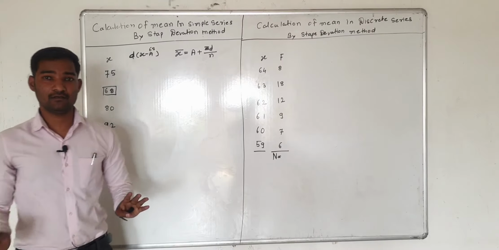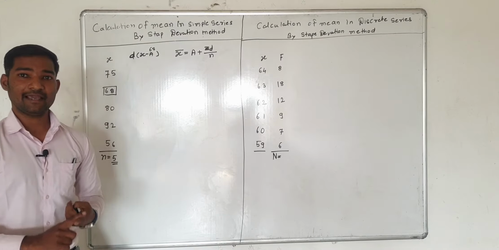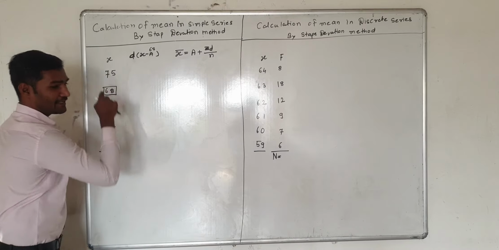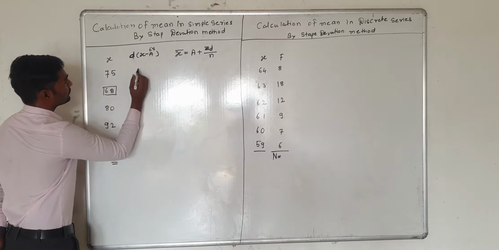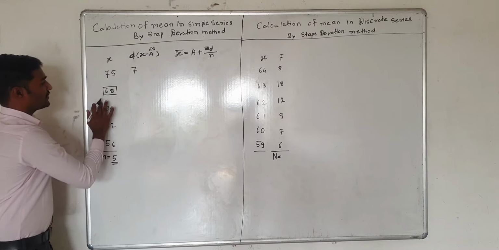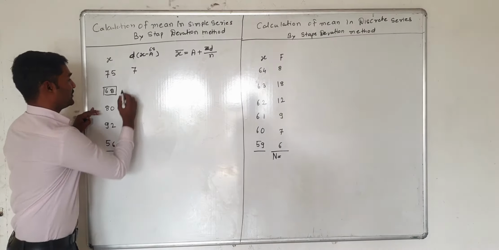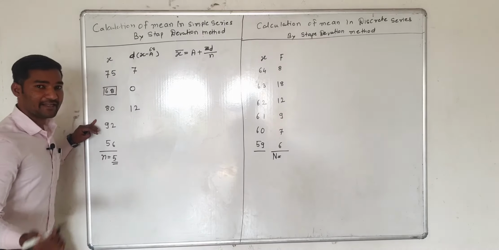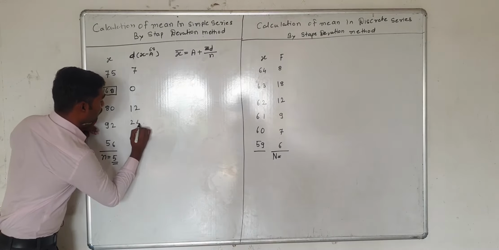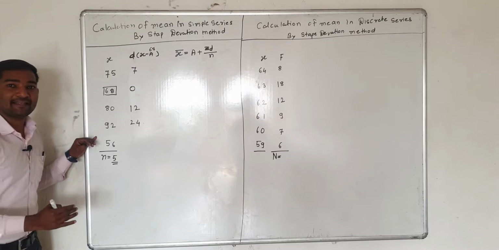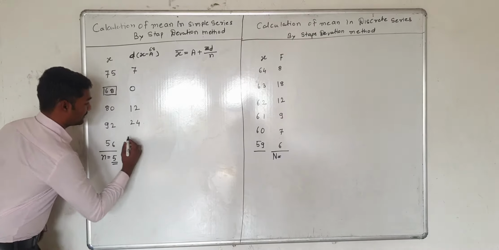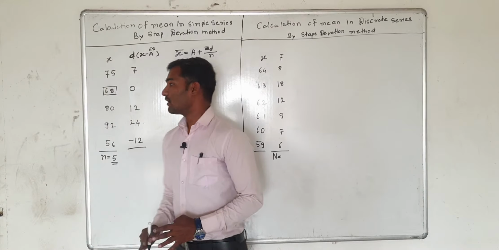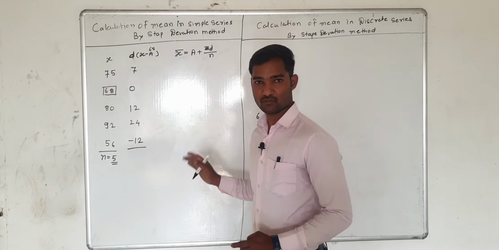Now, we would like to calculate d. So, how to calculate d? x minus a. What is our a? A is 68. So, 75 minus 68 is 7, 68 minus 68 is 0, 80 minus 68 is 12, 92 minus 68 is 24, and lastly 56 minus 68 is minus 12. Okay. So, now we have the column of d.